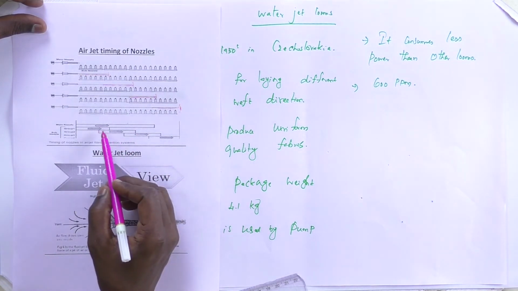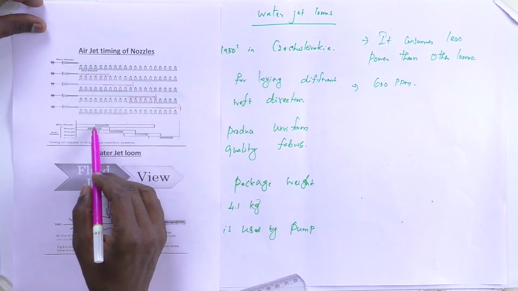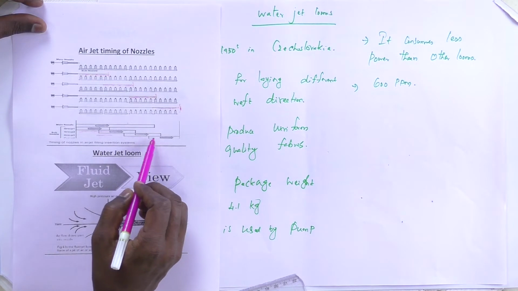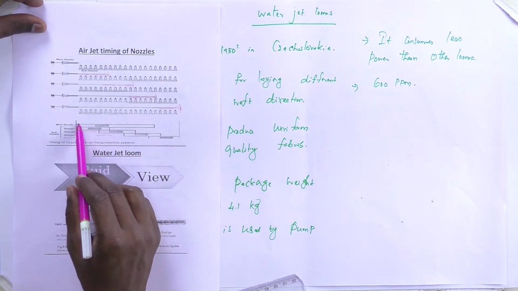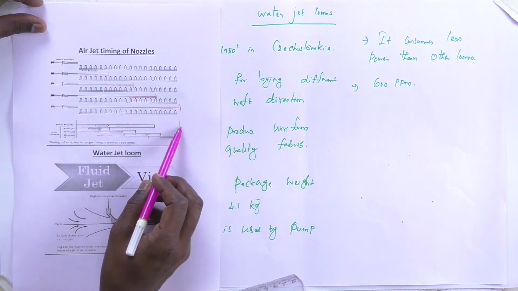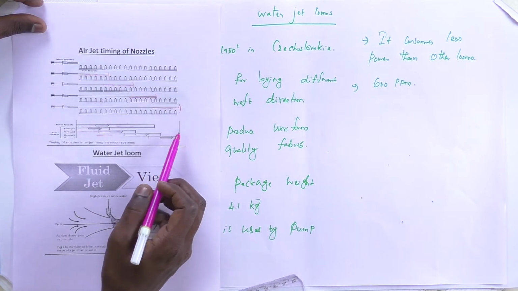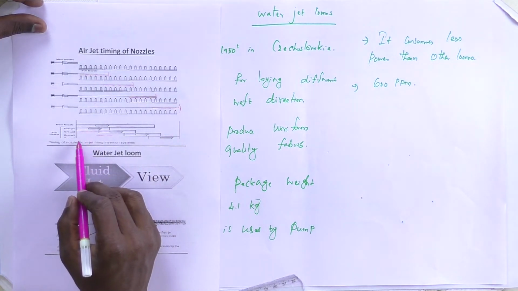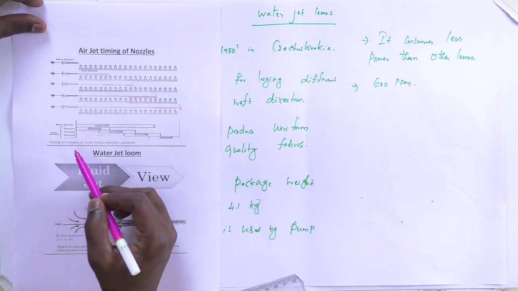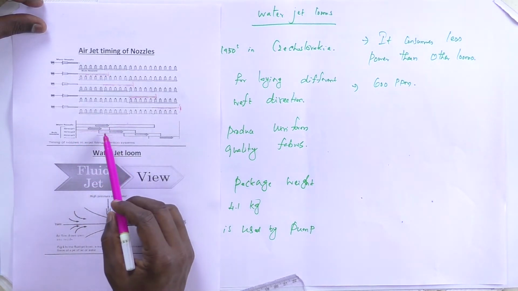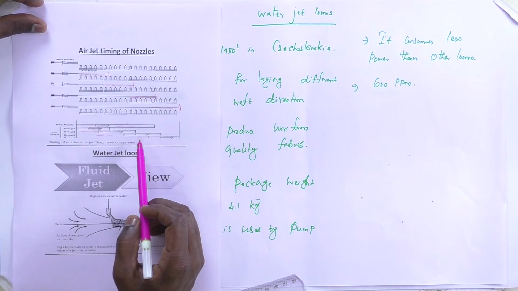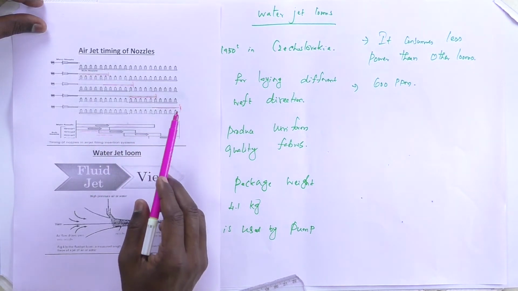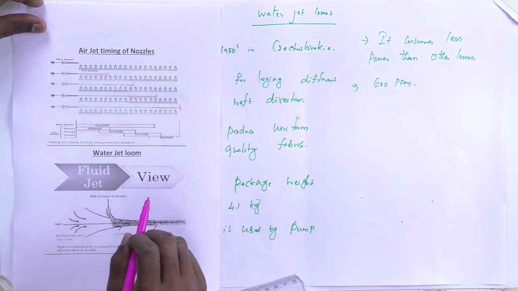The next diagram explains the flow of air. Group 1, Group 2, Group 3, Group 4. The main nozzle supplies the compressed air up to the other end of the loom. The Group 1, Group 2, Group 3, Group 4 sub nozzles support the weft yarn to transfer from one side to the other. This is the working method of air jet loom.